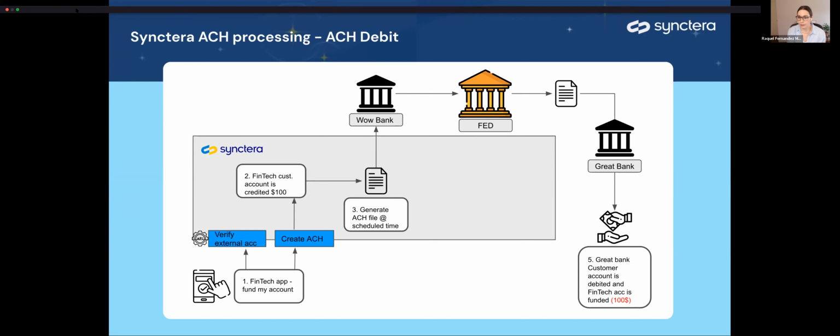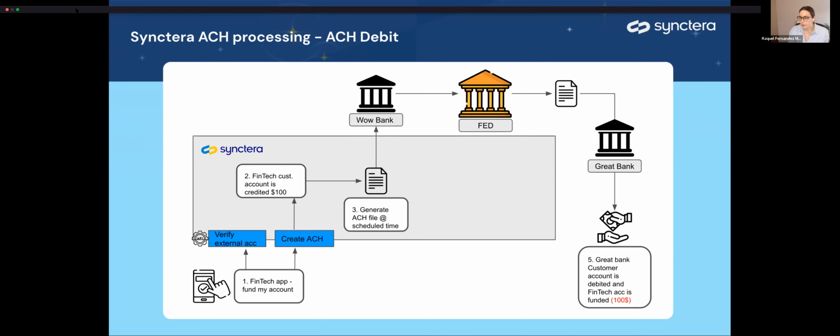Then the sponsor bank is going to send it to the Fed, and the Fed is going to send it to Great Bank in this case. Now the money is going to make it all the way to Great Bank and debit the customer account. So really, if you think about it from the fintech perspective, entering the ACH system is really those API calls with Synctera.